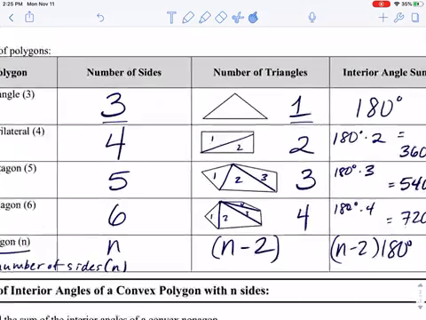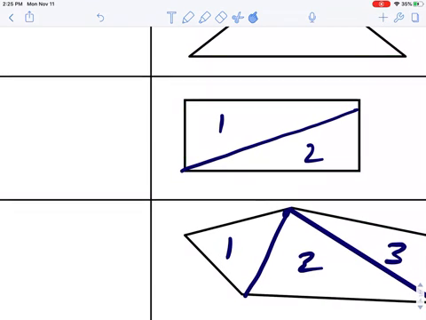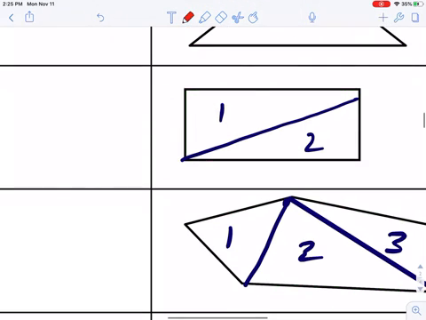Let's investigate that just a little bit more closely. If I zoom in on a rectangle, for example, I know that the sum of angles in a rectangle is 360 degrees because I know that a rectangle has 4 right angles. So this is just another way to show it.